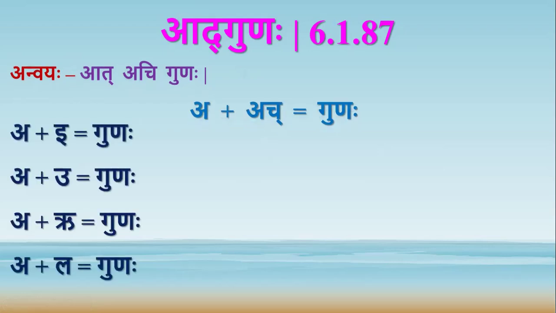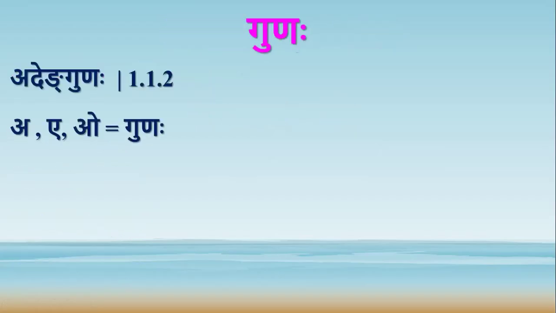So let us take some examples. A plus E, because E is an Ach letter, they combine to form Gunaha. A plus O combine to form Gunaha. A plus Ru combine to form Gunaha. A plus Lu, actually it is not written properly here. Lu, it is Gunaha again.